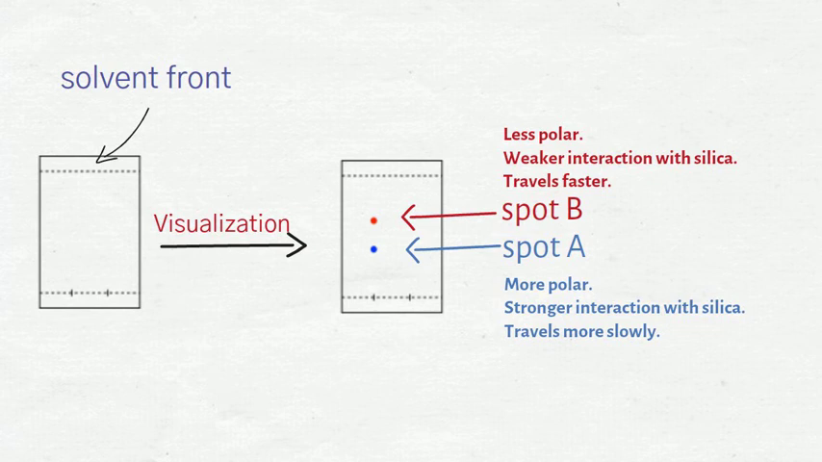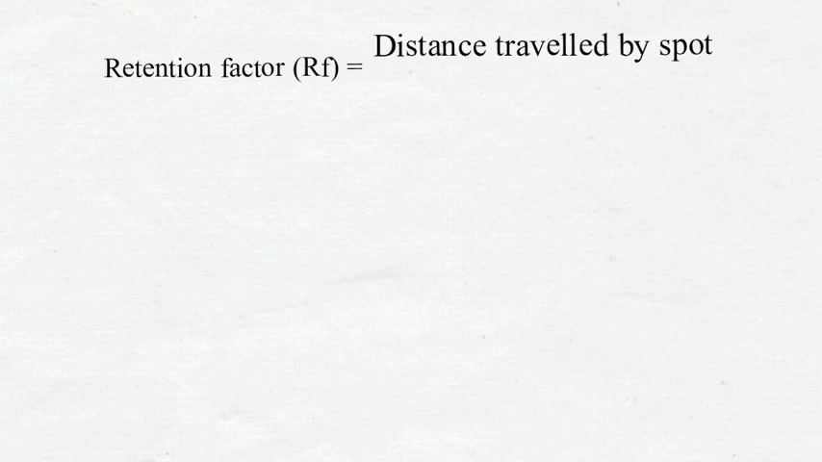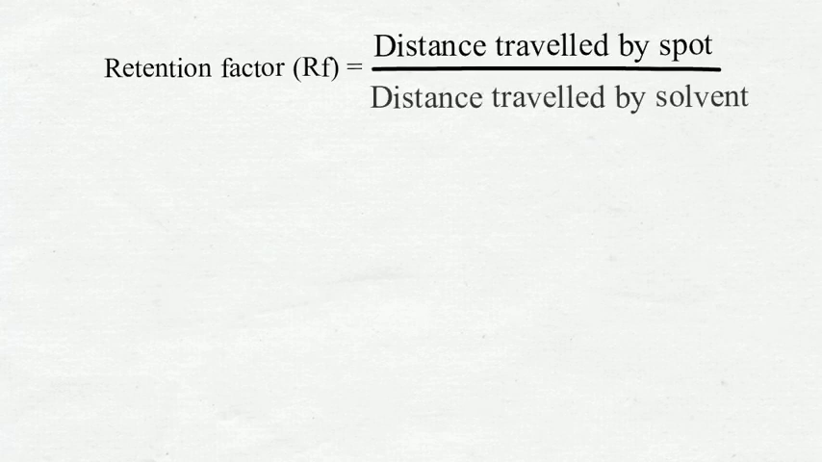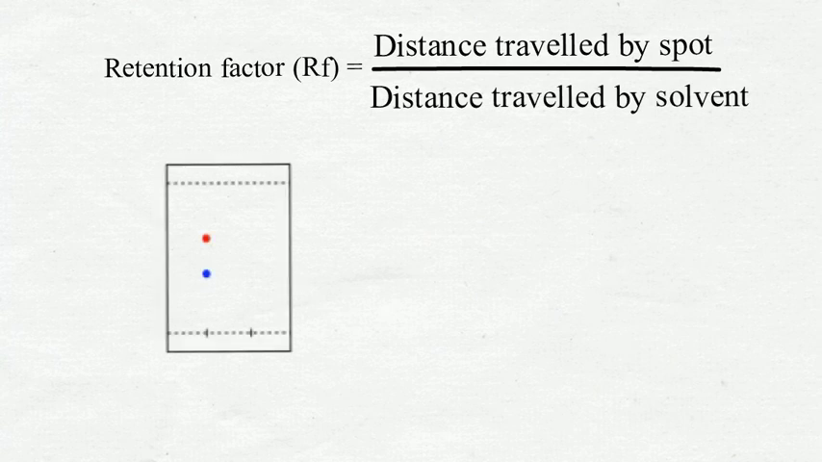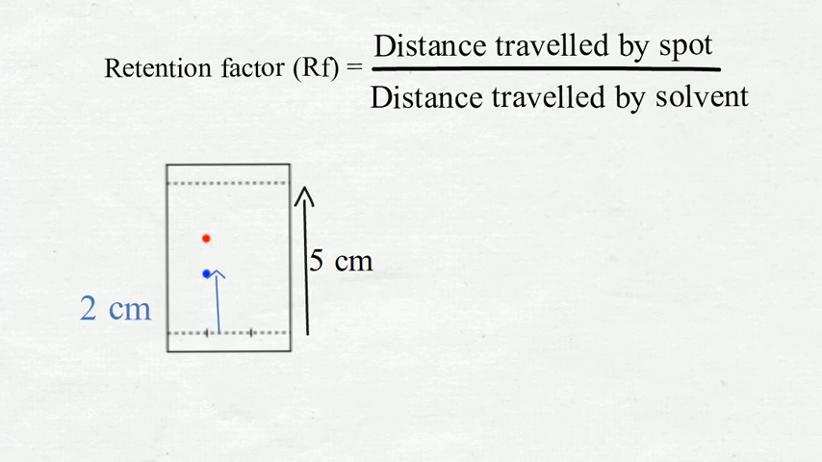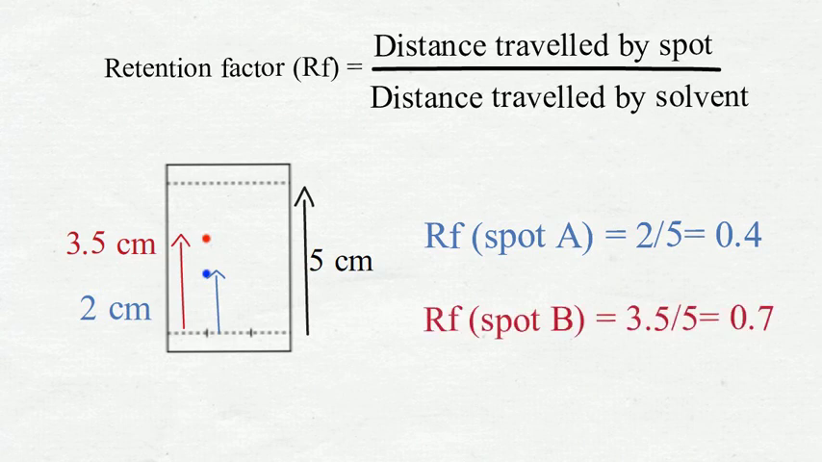So then, based on this TLC plate, we know we have two different compounds in our reaction mixture and we know their relative polarities. Now let's calculate the Rf values or retention factors. This is just the ratio of the distance the spot has traveled to the distance the solvent has traveled. We use a ruler to measure the distance. In this example, the solvent has traveled 5 centimeters, spot A has traveled 2 centimeters, and spot B has traveled 3.5 centimeters. Thus, the Rf values are as shown.